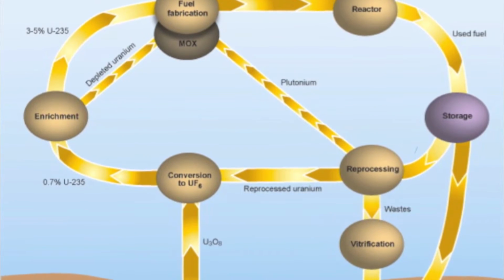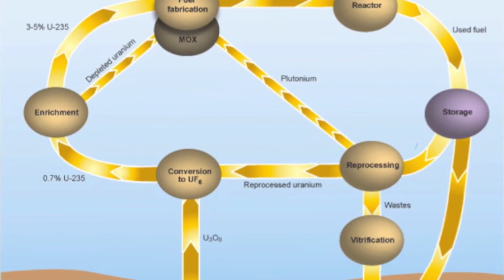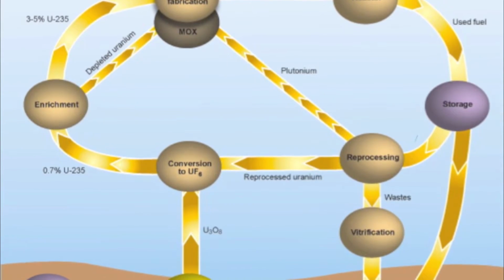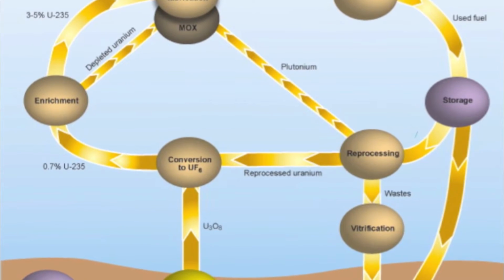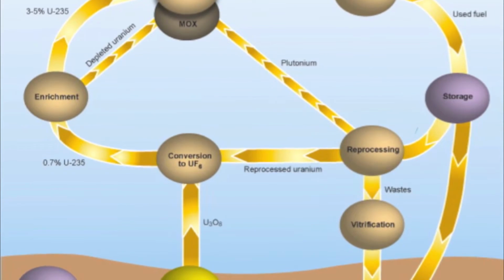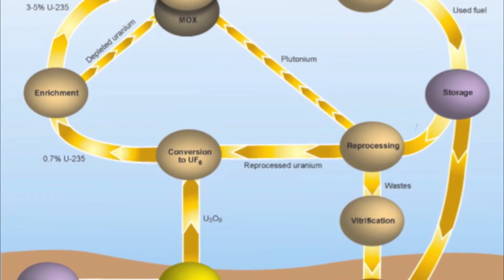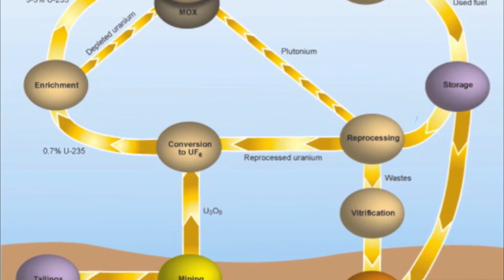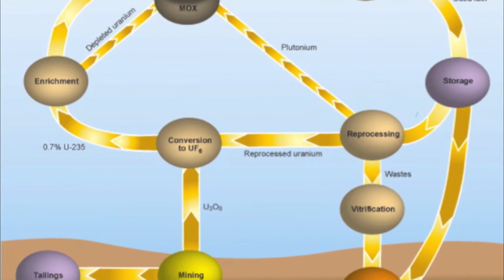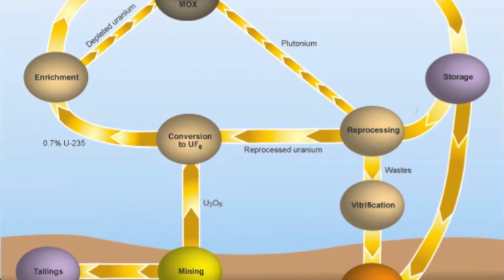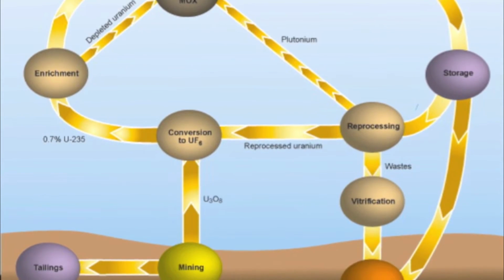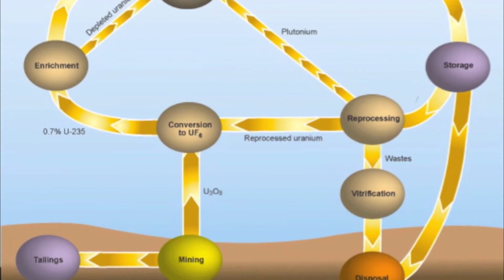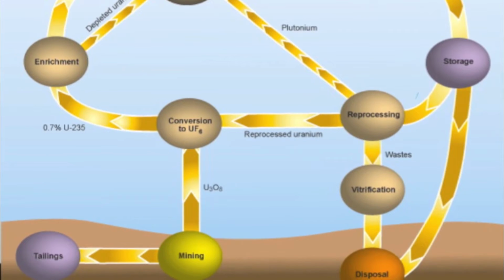It can go in the form of plutonium to MOX, which is the fuel fabrication, and go to the cycle all over again. However, it can also be reprocessed and be converted to UF6, uranium hexafluoride. Then, the uranium is enriched and it goes again to the fuel fabrication, returning to the beginning of the cycle. Mining can also be converted into UF6, and then also go to the enrichment part and go again to the fuel fabrication and start the whole cycle, or it can become tailings.